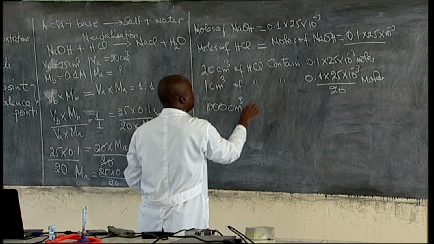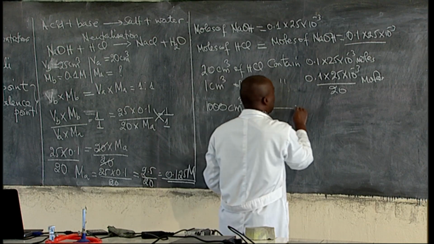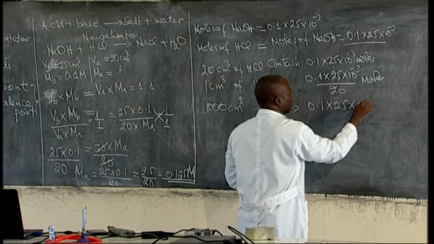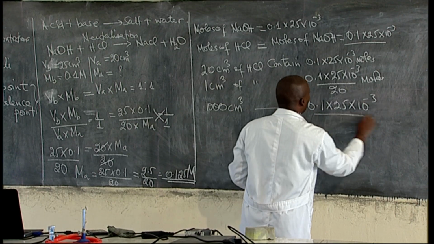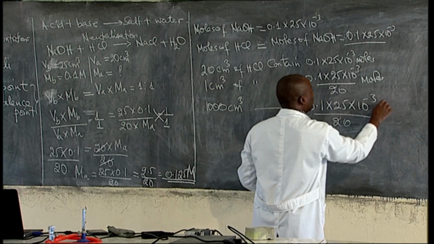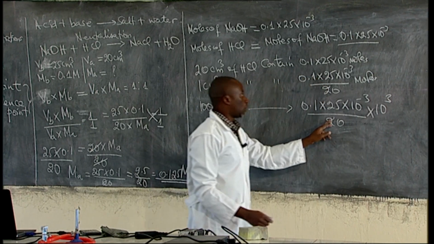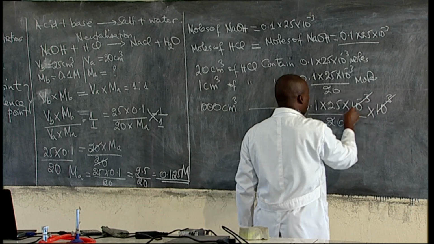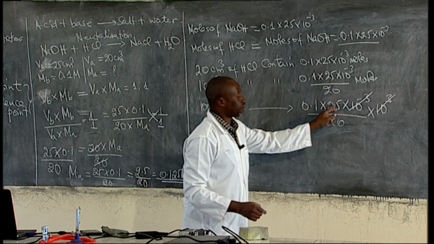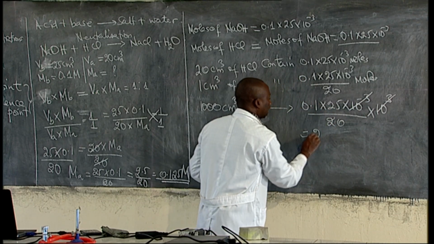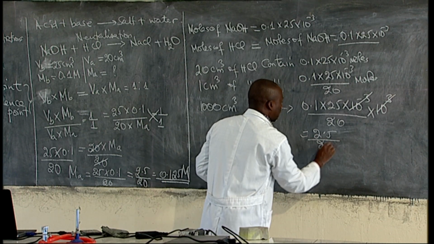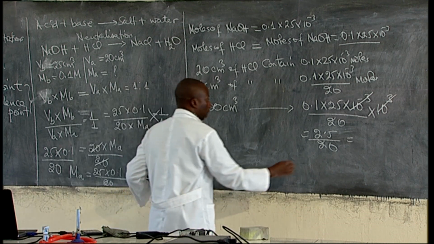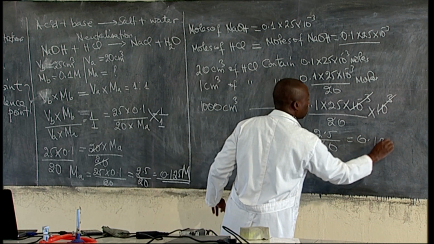1,000 cubic centimeters will contain 0.1 times 25 times 10 to the power negative 3 over 20 times 10 to the power 3. So when you simplify this, this one will cancel with this, and this one divided by this, you will still get 2.5 divided by 20, which still gives you the same answer, 0.125.